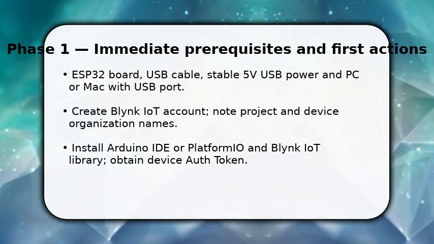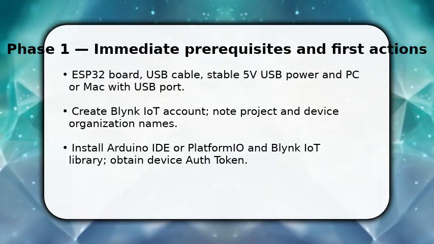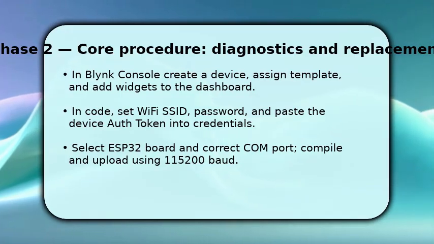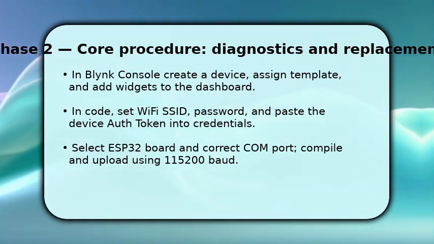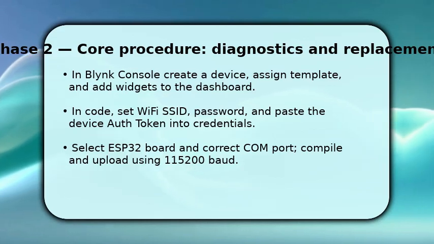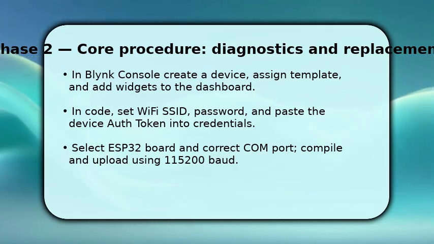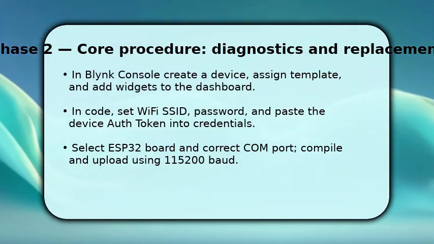Now you'll construct the dashboard and flash the board so controls work. Open Blynk console, create or choose a template, then add widgets like buttons, sliders, or value displays and map virtual pins. In your sketch, declare Wi-Fi SSID and password and insert the auth token. This tells the ESP32 which project to join. Make sure your IDE selects the ESP32 variant and the correct COM port. Then compile and upload. Watch the serial monitor for connection logs to confirm successful pairing.